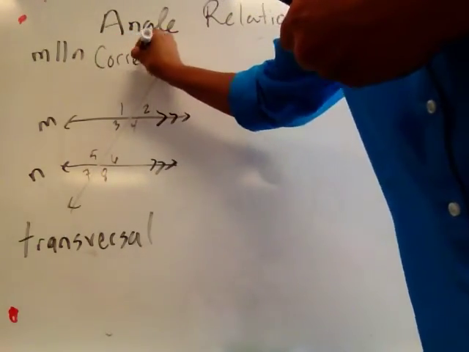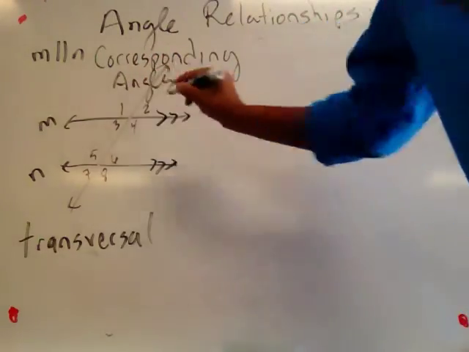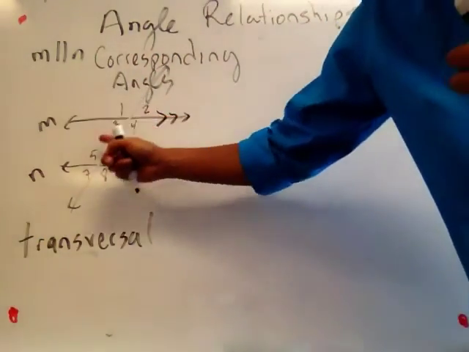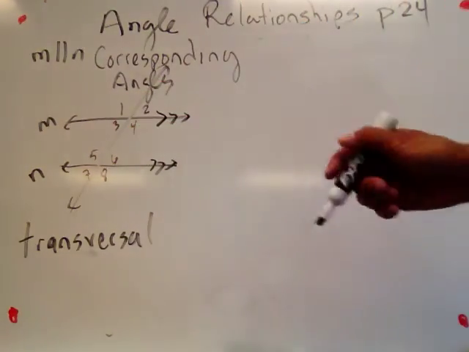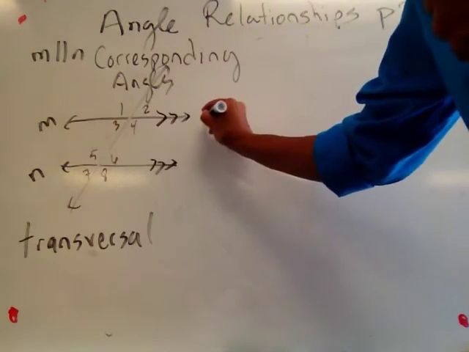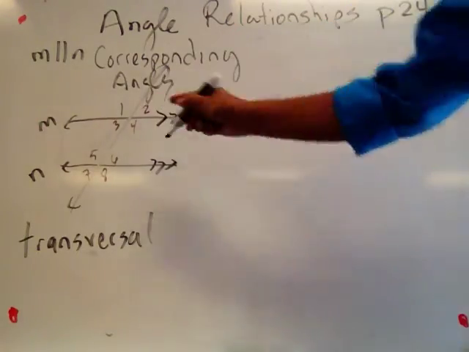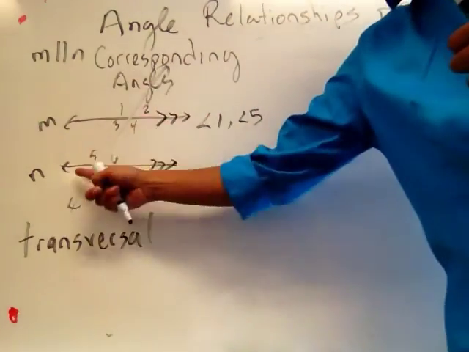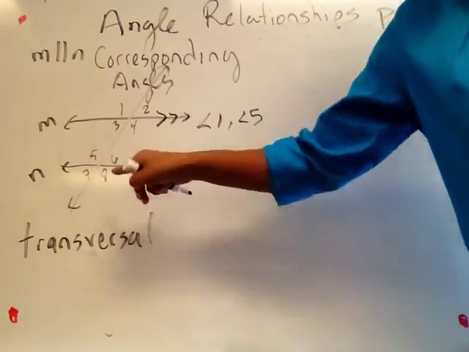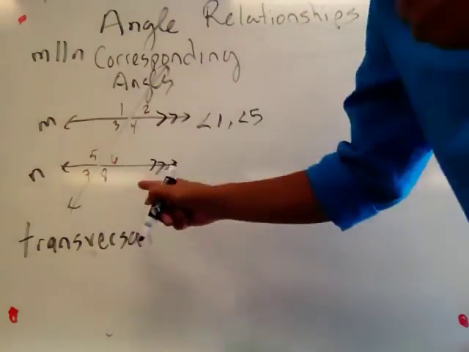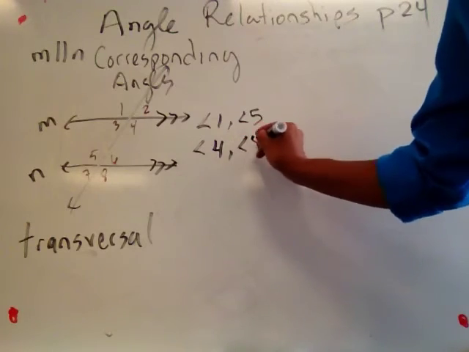Corresponding angles. Corresponding angles are on the same side of the transversal as well as in the same position. Okay, so an example of that would be angle 1 and angle 5 are corresponding angles. Again, they're on the same side of the transversal in the same position. Therefore, 4 and 8 would also be corresponding angles. There are four sets of corresponding angles. I'll write the other example I just mentioned, angle 4 and angle 8.